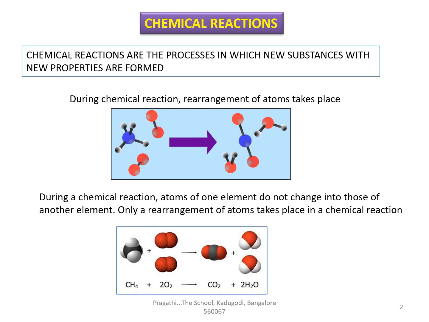During a chemical reaction, atoms of one element do not change into those of another element. Only a rearrangement of atoms takes place in a chemical reaction. What is the exact meaning of it? I'll explain to you. So we'll come back to this picture.